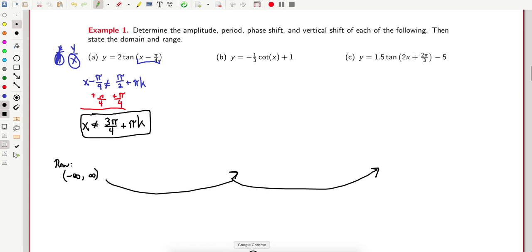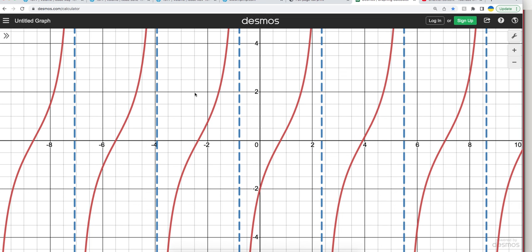As far as the graph is concerned, here's the graph of tangent of x minus pi over 4. Notice that normally tangent starts at the origin, but it shifted it over pi over 4 units to the right. And if we take a look at our vertical asymptote, it's now at 3 pi over 4. It used to be at pi over 2, which is halfway between the pi over 4 and 3 pi over 4. So maybe right about here was our vertical asymptote, and then it moved over to this point right here. So again, the vertical asymptotes are affected by phase shifts as well.